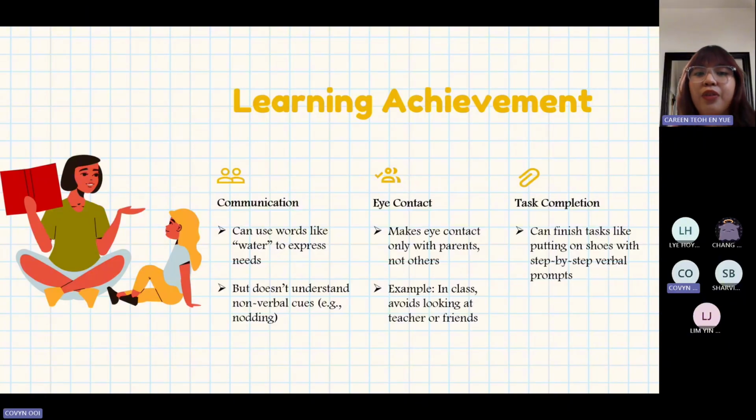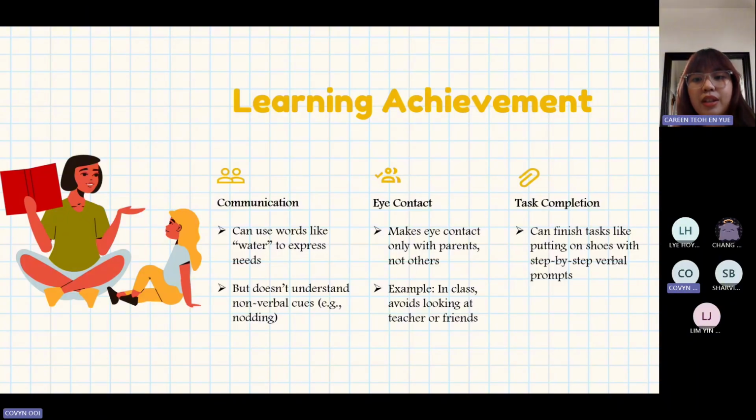Okay, so now I'll start with the ability part. For communication, Ethan can use basic words like water to express his need, but he still struggles with nonverbal cues. For example, when someone is nodding their head, Ethan does not understand that it means yes. Second, for eye contact, Ethan can only make eye contact with his parent, but still avoids looking at others like his teachers or friends in the school.